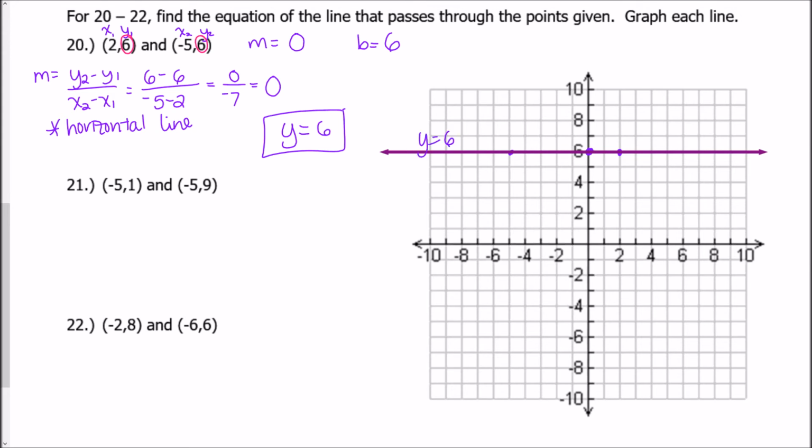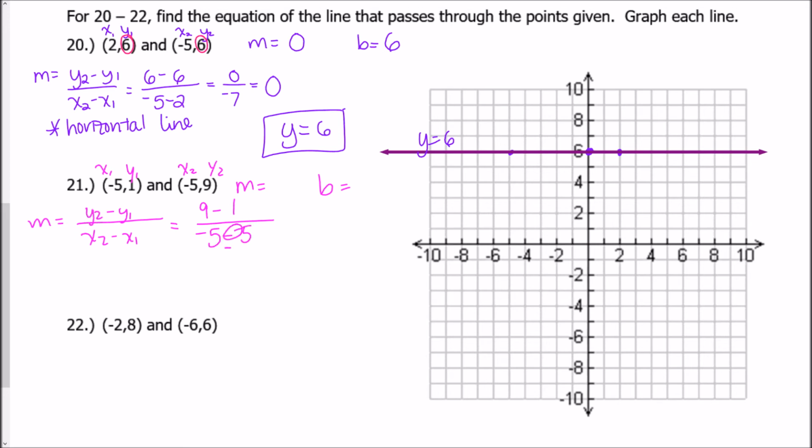Okay, so now for number 21, two things I need to look for still. I need to look for m, and I need to look for b. So we'll do this in a different color. So m equals and b equals. And so the first thing I'm going to do is calculate my m. So m equals, the formula is y2 minus y1 over x2 minus x1. And when I plug in that information, I'm going to get 9 minus 1 over -5 minus -5.